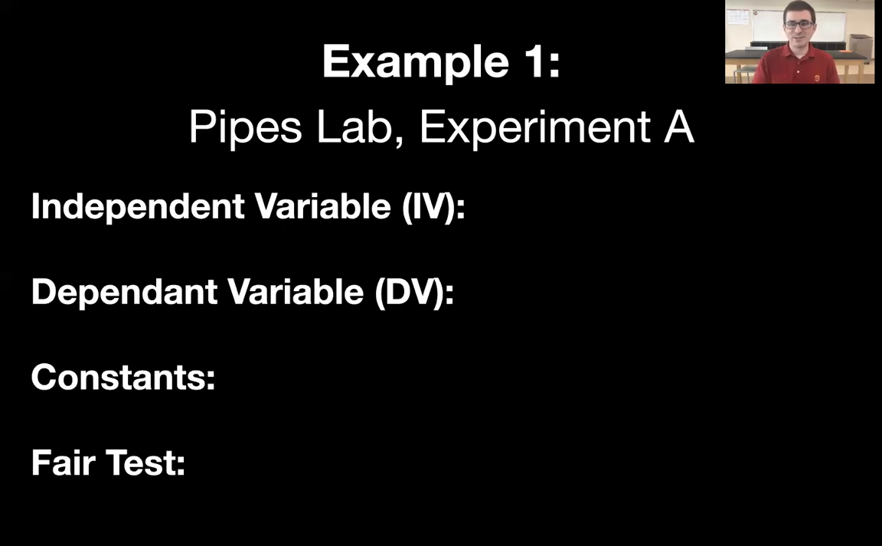As we go through these examples, I'd like for you to be watching and thinking about, in this experiment, what is the independent variable? What is the dependent variable? What were the constants that were maintained or should have been maintained? And then ultimately answering the question, is it a fair test or not? So first we're going to watch the experiment that I did in the video from last time.